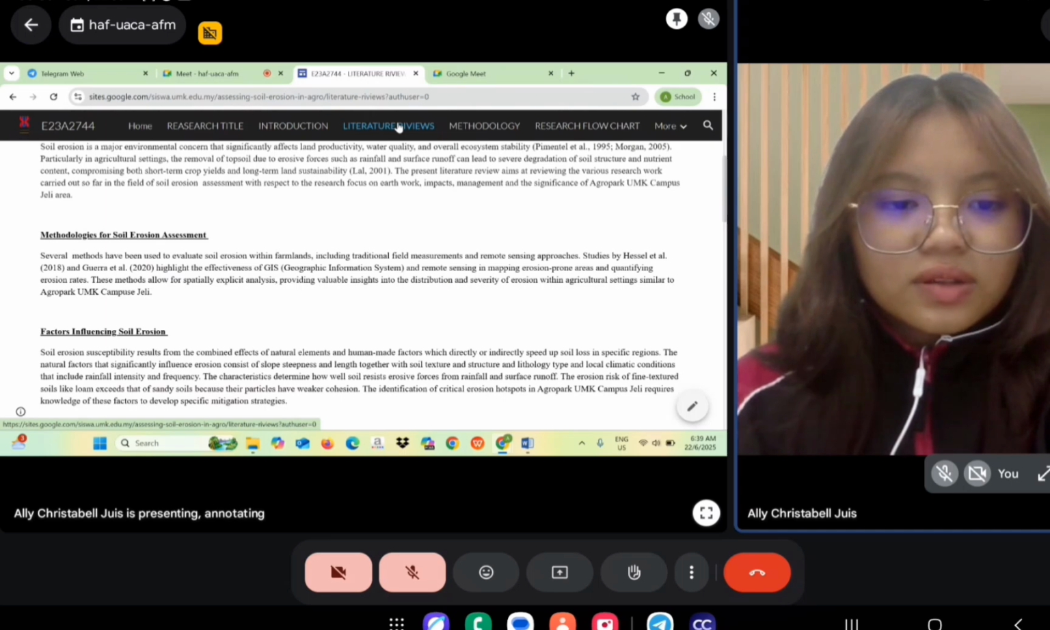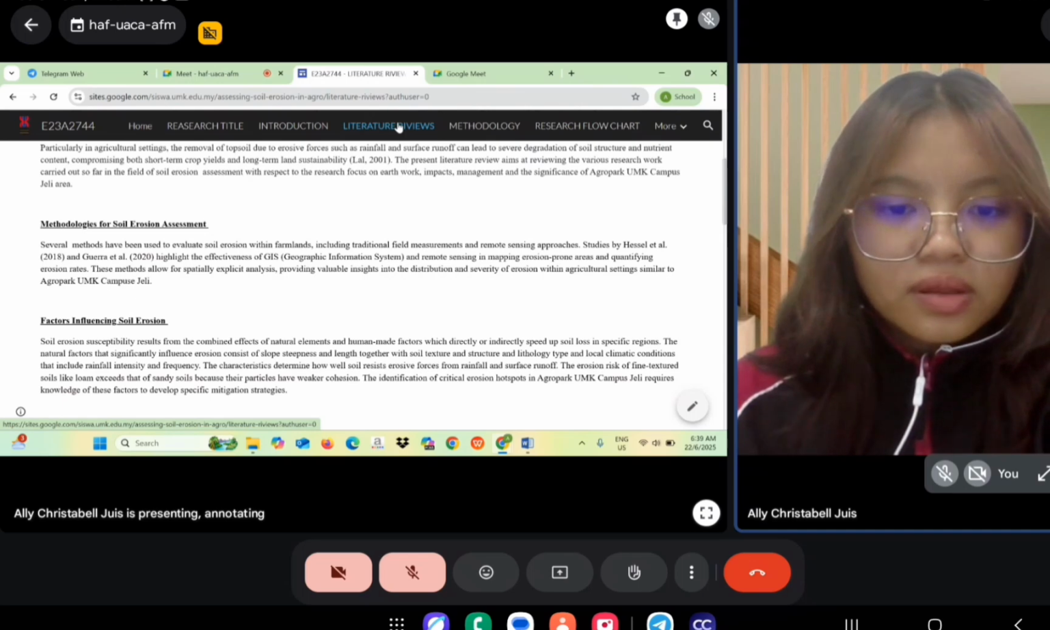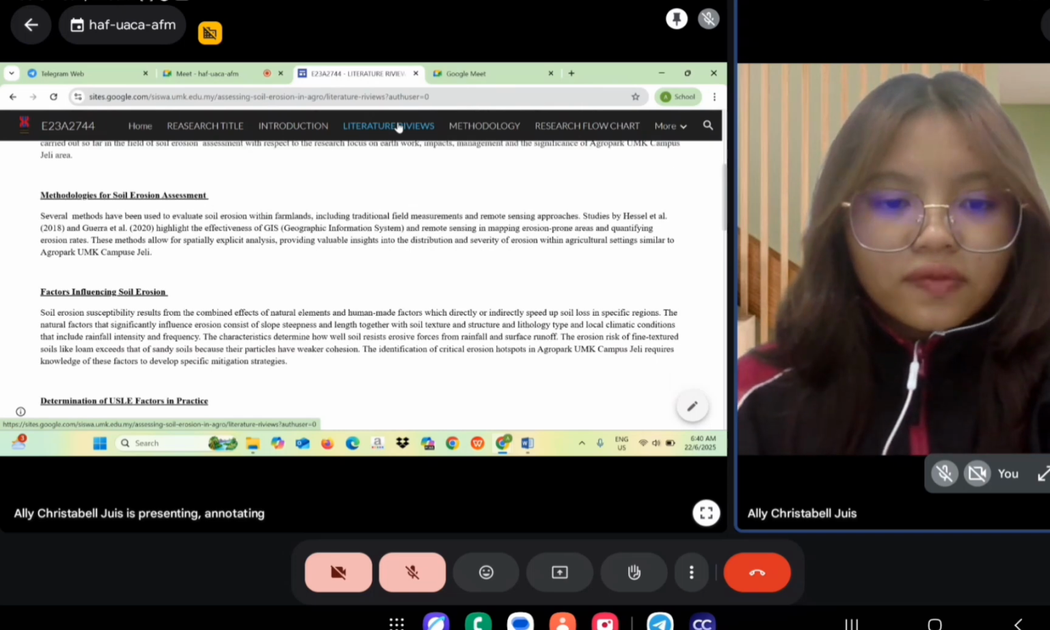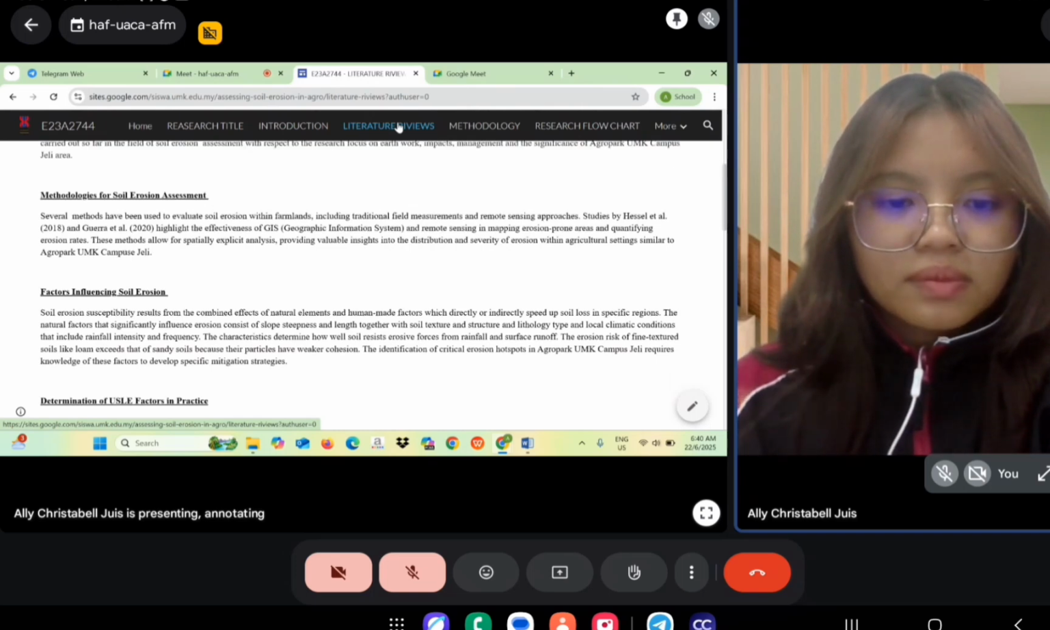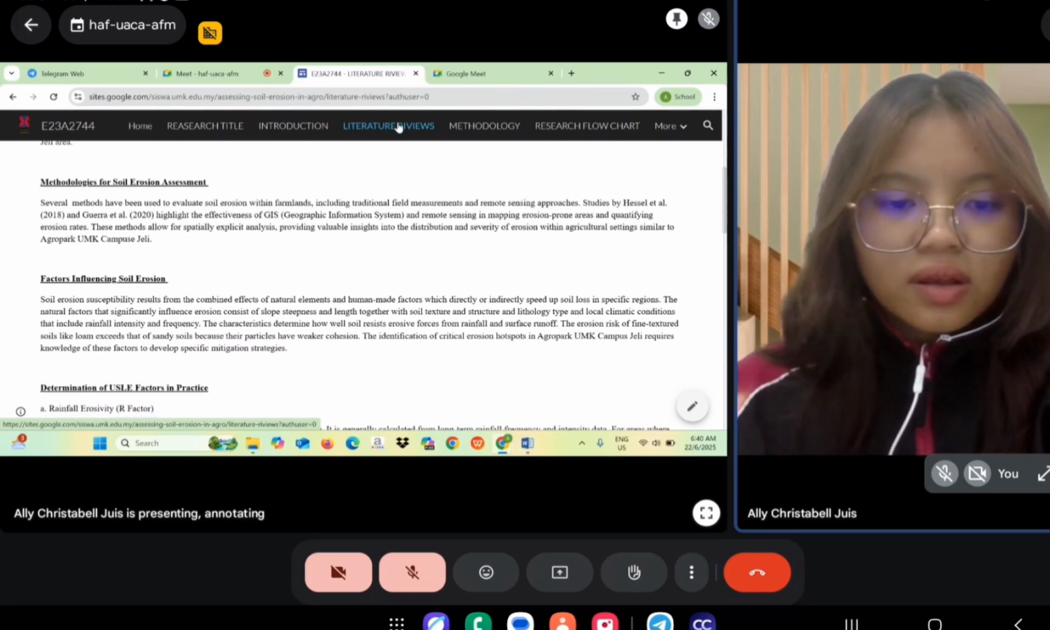Next, methodology for soil erosion assessment. Studies show that GIS and remote sensing are effective in mapping erosion-prone areas and estimating erosion depths. These tools allow for spatial analysis that suits complex agriculture areas like Agropark UMK. Next, erosion factors. Erosion is influenced by slope, soil type, rainfall, and human activity. Knowing this helps target control efforts.